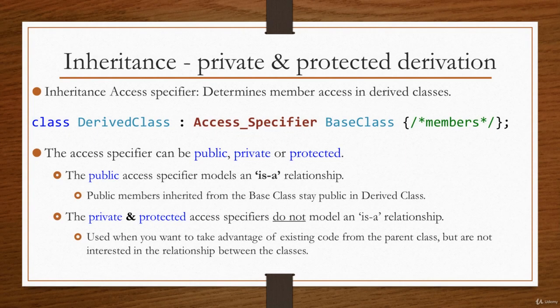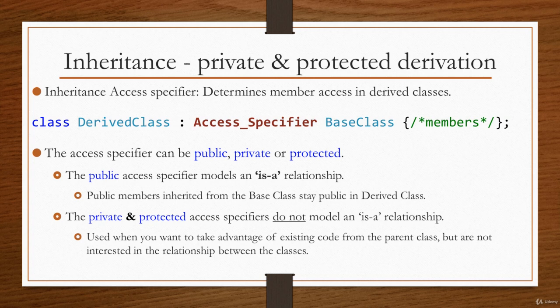Hey, in this video we'll continue the discussion on access specifiers. In the previous video we talked about the public access specifier, and in this video we are going to discuss the private and protected access specifiers. Remember that the access specifier is going to determine member access in the derived class, and the access specifier can be public, private, or protected.